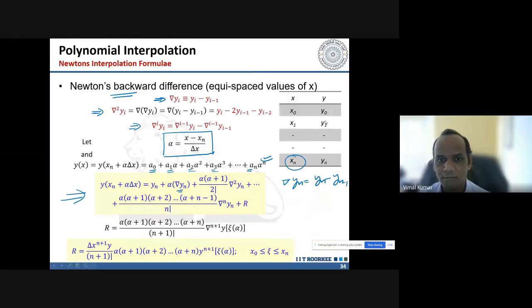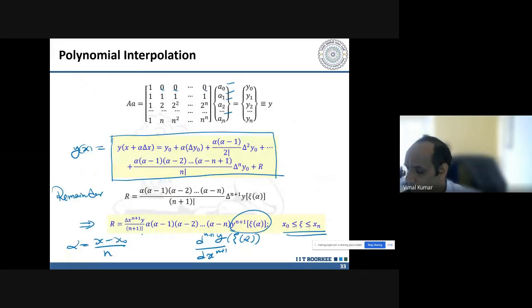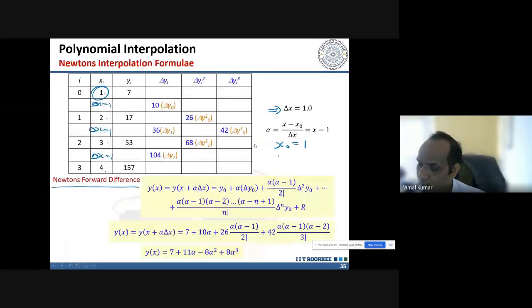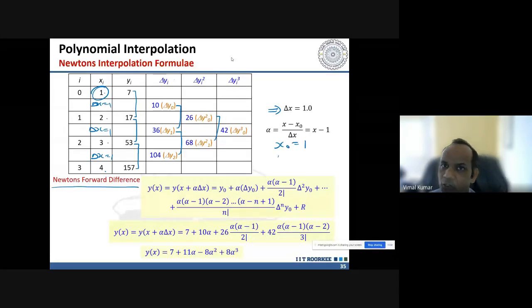Now I'll go back to this equation: y0 plus alpha delta y0 plus alpha into alpha minus 1 by 2 factorial delta square y0. Let me see how many deltas are appearing. First, delta y is nothing but the difference between these two points. 17 minus 7 is 10, 53 minus 17 is 36, 157 minus 53 is 104. Then taking the difference of these two gives delta square y, then taking the difference between these two gives delta cube y. So I have 3 deltas actually, so it will be some kind of cubic polynomial.